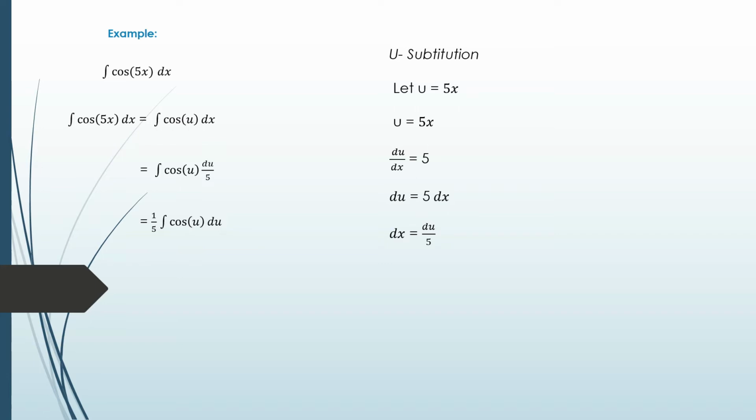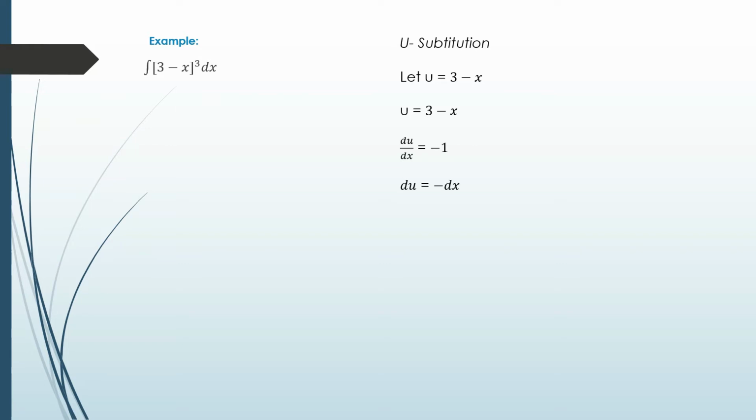Next step, kita perlu integrate nilai cos u du, dan kita akan dapat 1 over 5 sin u plus c. Last step, gantikan u dengan nilai asal. So the final answer is 1 over 5 sin 5x plus c.